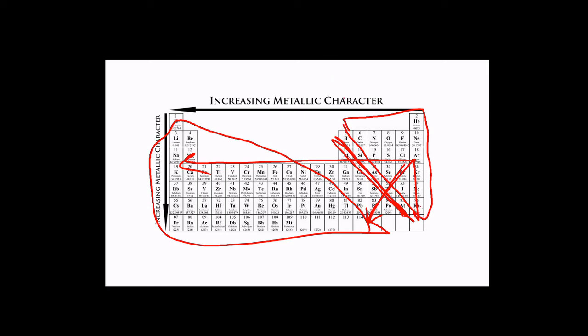So the overall trend here is actually the same as atomic radius. Atomic radius and metallic character have the same overall trend in that they increase going to the left and going down. So you really only have two trends to remember: down and to the left, and up and to the right. Down and left is metallic character and radius, and up and to the right is ionization energy.